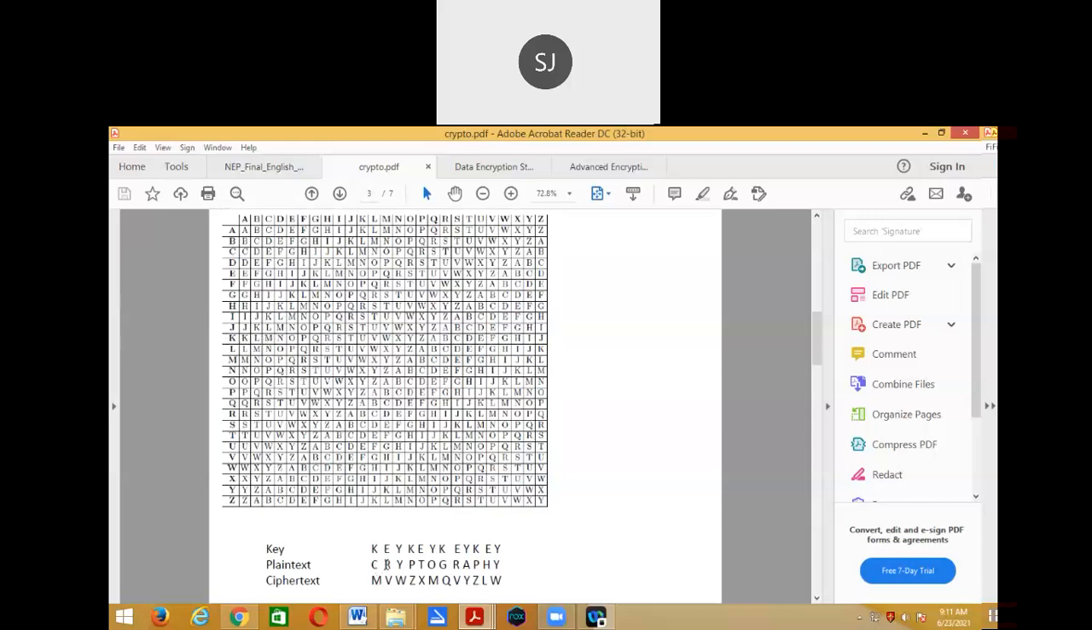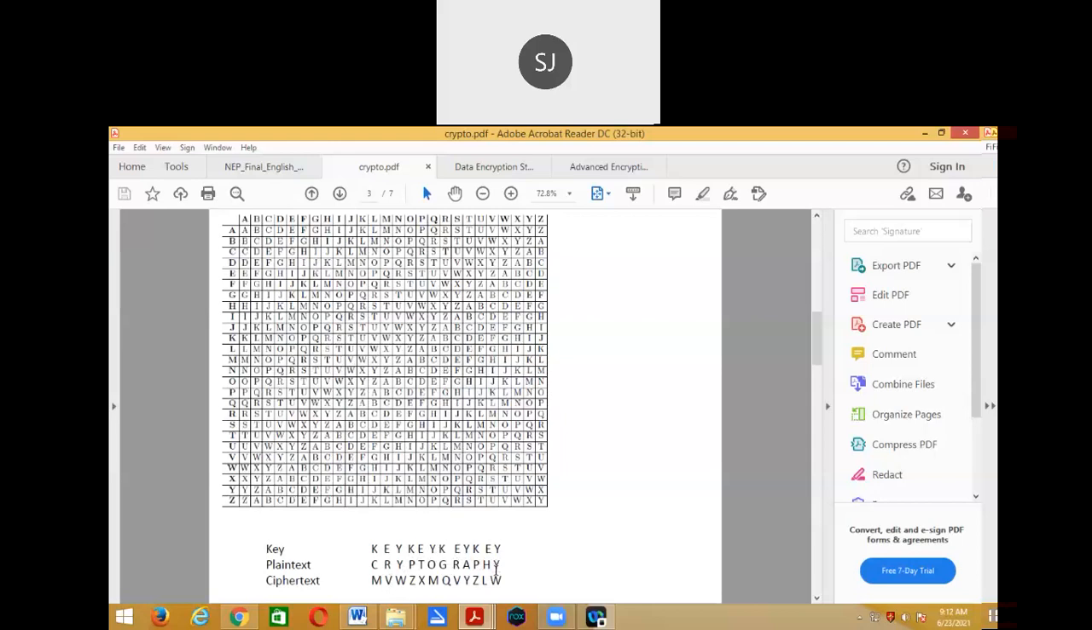Then we want to encrypt R. The key above it is E. That means Eth row, Rth column. What is that? It is V. At the intersection you get V, so it is replaced by V. Likewise, we encrypt each and every letter.